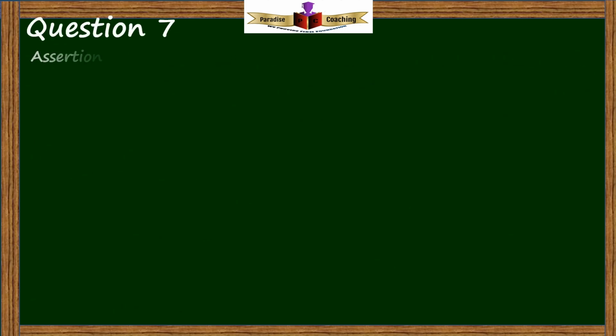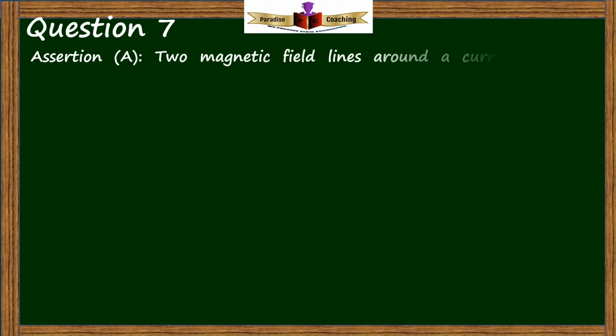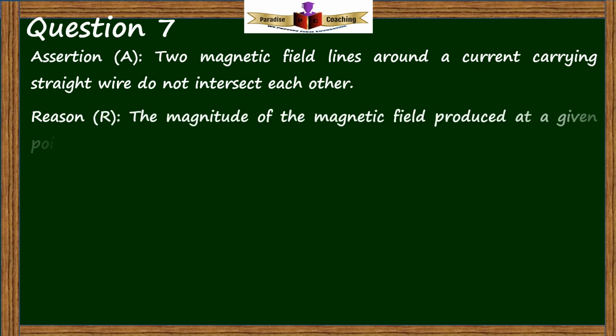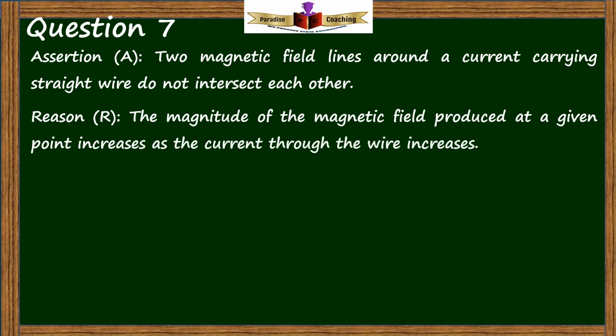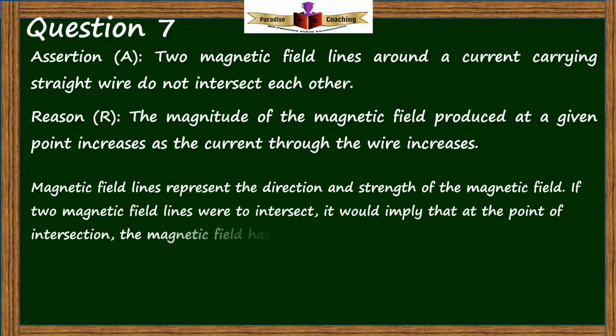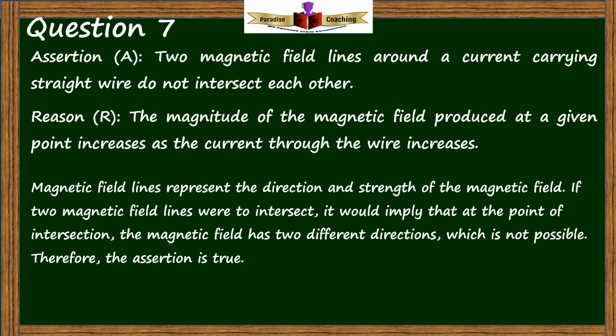Question 7. Assertion A: the magnetic field lines around a current-carrying straight wire do not intersect each other. Reason R: the magnitude of the magnetic field produced at a given point increases as the current through the wire increases. Magnetic field lines represent the direction and strength of the magnetic field. If two magnetic field lines were to intersect, it would imply that at the point of intersection the magnetic field has two different directions, which is not possible. Therefore, the assertion is true.